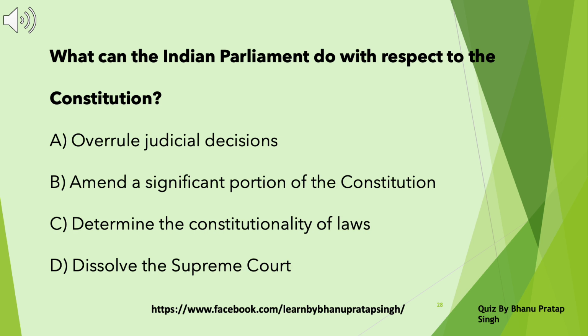What can the Indian Parliament do with respect to the Constitution? A. Overrule judicial decisions. B. Amend a significant portion of the Constitution. C. Determine the constitutionality of laws. D. Dissolve the Supreme Court. Choose the correct answer. Answer B. Amend a significant portion of the Constitution.